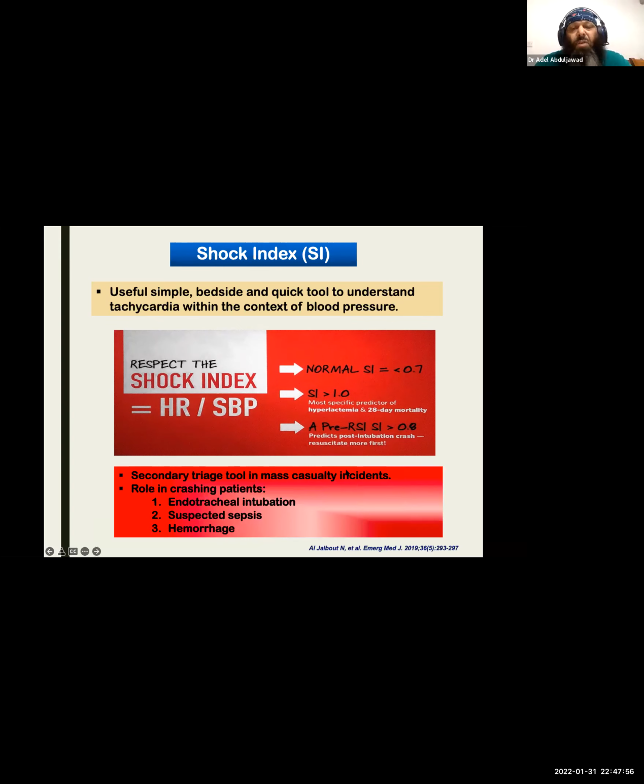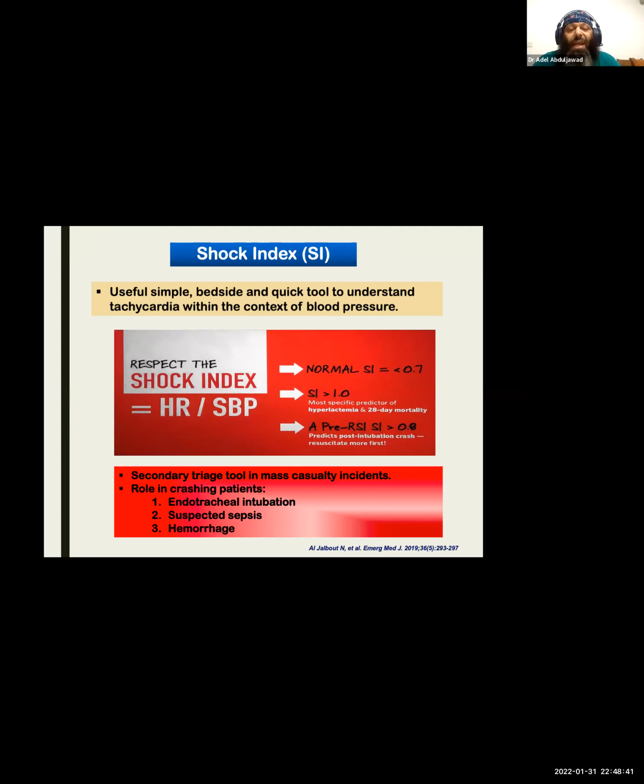So just to summarize, what's the role of shock index? We call it a secondary or triage tool, especially in mass casualty situations, when we have a critical care bed surge. During COVID, we didn't have the luxury of assessing lactate or using point of care ultrasound, for example, when assessing crashing patients. So we rely on very simple tools like the shock index, also in casualties and trauma patients. It's very important to familiarize yourself with this simple tool.